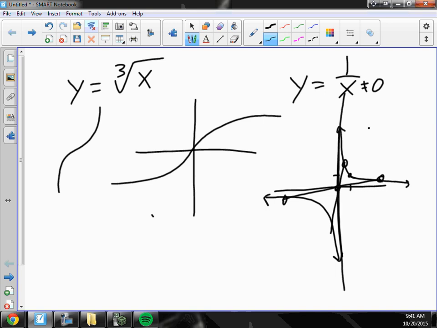So on 37 through 61, all you're doing is transforming each graph according to the same rules that we transformed yesterday. Okay. Piece of cake. All right. Get to work.